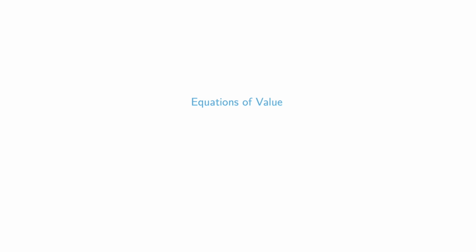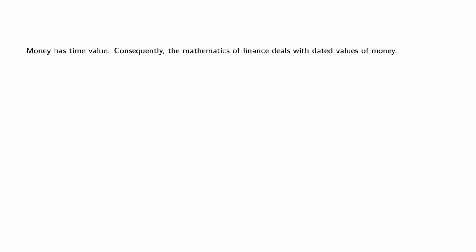In today's episode, we're going to look at equations of value, and in particular their context in simple interest calculations. We already know that money has time value. What does that mean? It means that in the mathematics of finance, we're dealing with dated values of money. We're trying to compare a sum value, x1, at some time, to some other value, x2, at some other time.